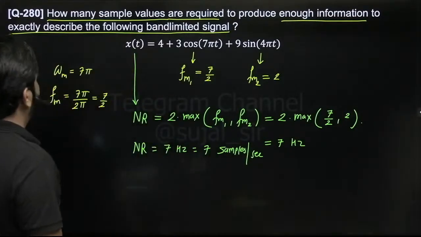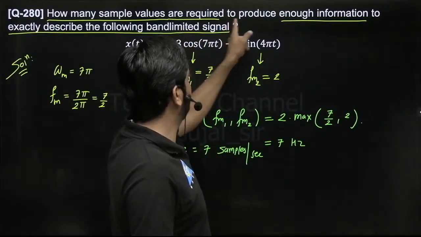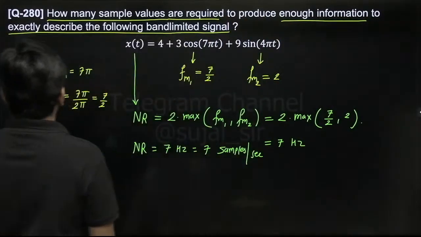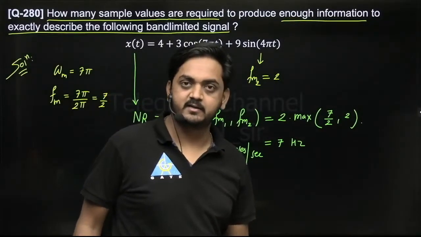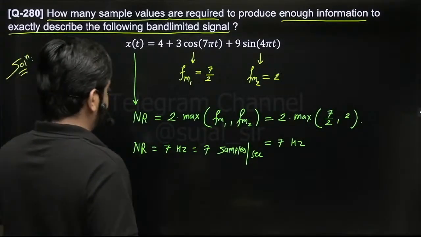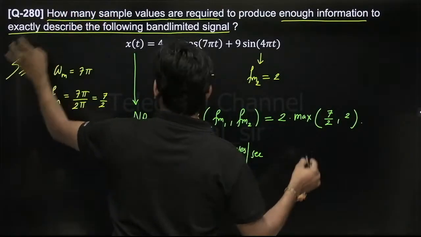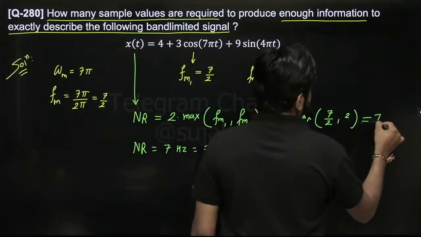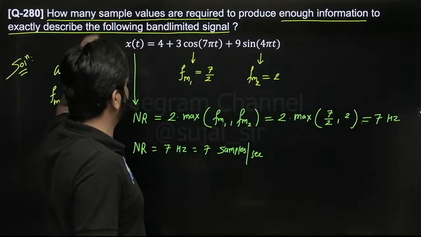So how many sample values? 7 samples are required to produce enough information to exactly describe the band limited signal. 7 samples. Simple. They are asking for the minimum sampling rate, that is 7 samples per second. So this is question number 280.